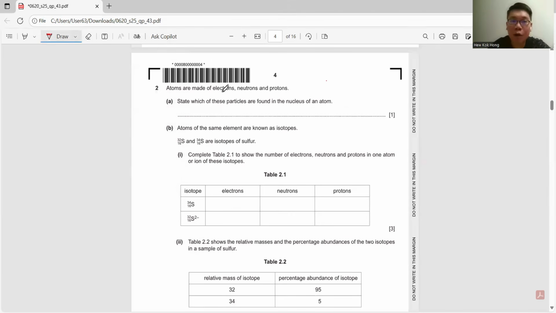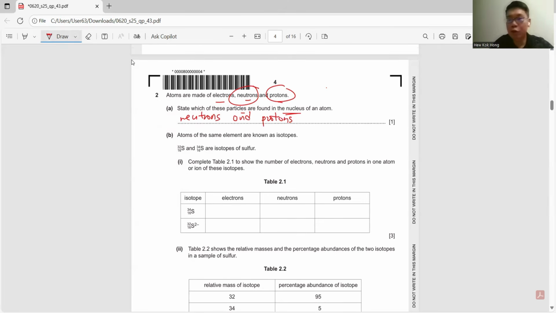Question 2. Atoms are made of electrons, neutrons, and protons. State which of these particles are found in the nucleus. This means you need to tell me everything inside the nucleus: neutron and proton only. Make sure you show me both answers. If you only tell me one of them, then it's wrong.